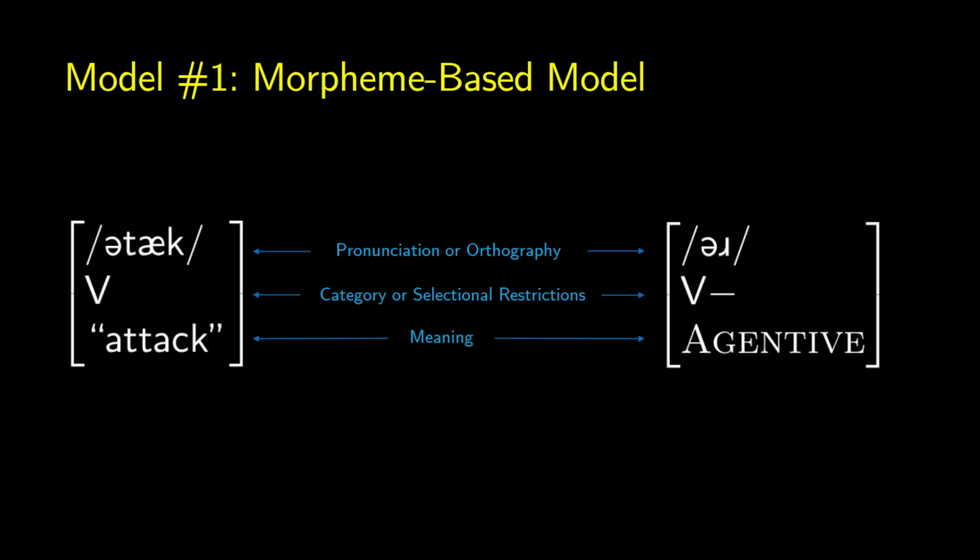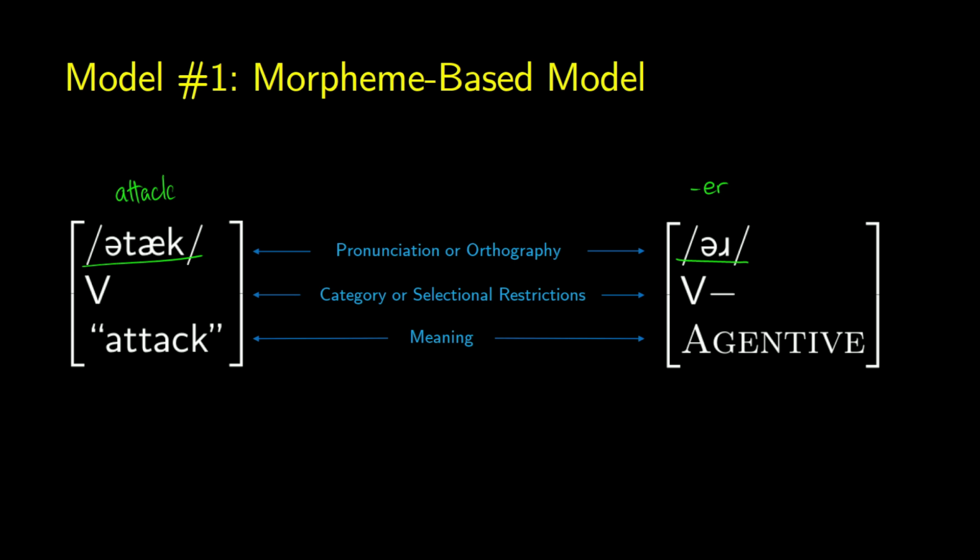So there's three things that you have in the morpheme-based model. On the top, you have the pronunciation or the written form. This is essentially how it's pronounced or how it's written. So in this example, I have attack, and I have the suffix er to make attacker if we put them together. So that's the pronunciation of attack, and that's the pronunciation of er. In the second line, this is where we're going to put either the category of the word, if it's a free morpheme, or we're going to put the selectional restrictions down if it's an affix.